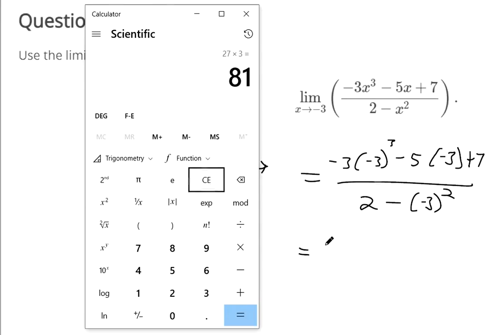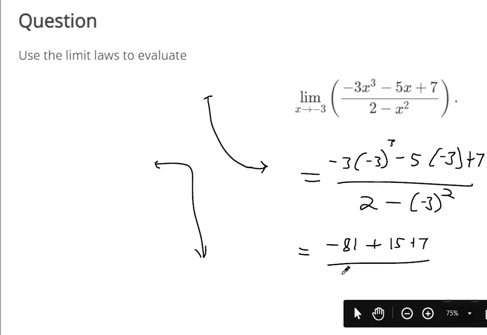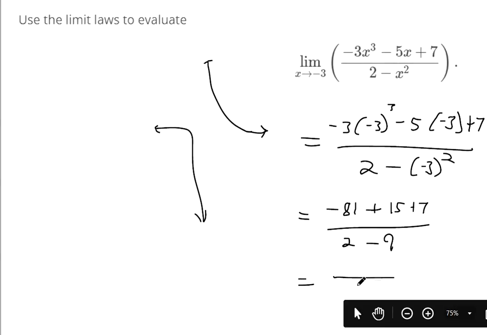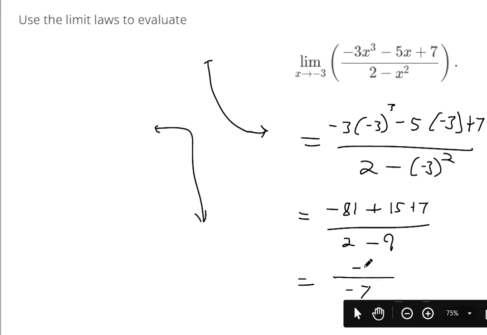So that's -81 in the numerator. -5 times -3 makes +15. And then we got 2. -3 is being squared, so that makes 9. So we still have a minus sign there. So in the denominator, I get -7. 15 plus 7, subtract 81. I got -59/7. I don't think that's what Newton got.